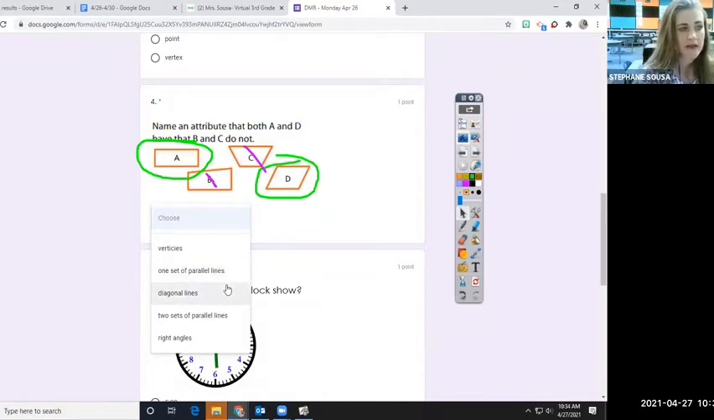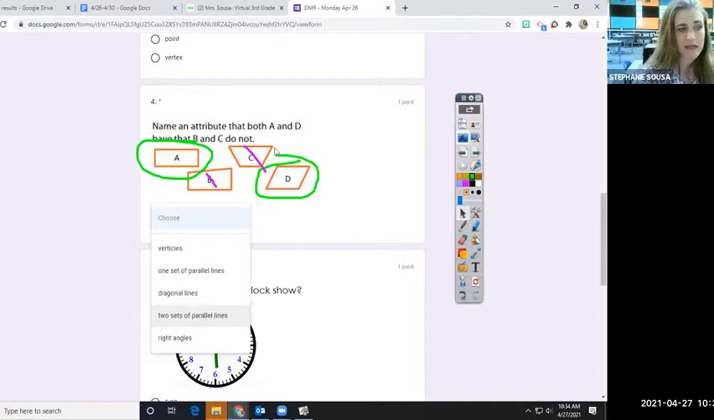Diagonal lines. A does not have diagonal lines. 2 sets of parallel lines. A and D have 2 sets, the top and the bottom, the left and the right. B and C do not have 2 sets of parallel lines. They have 2 lines that are parallel, but that word set there, remember, means pair.